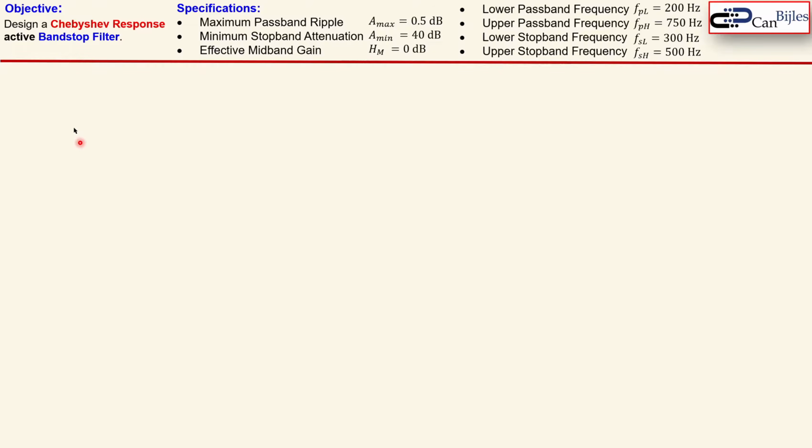Okay, we have the design objective. As said, we need to design a Chebyshev response active band stop filter. Using these specifications, we have a maximum passband ripple of 0.5 dB. The minimum stop band attenuation must be 40 dB. And the effective gain at the passband, it's called midband, but at the passband must be 0 dB, so it needs to be unity. In addition, we have the lower and the upper passband frequencies, 200 and 750 Hz. The lower and upper stop band frequencies are 350 Hz.